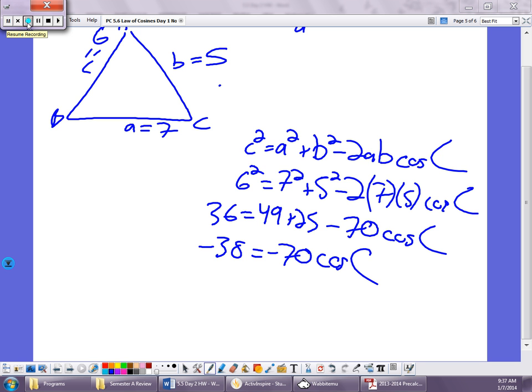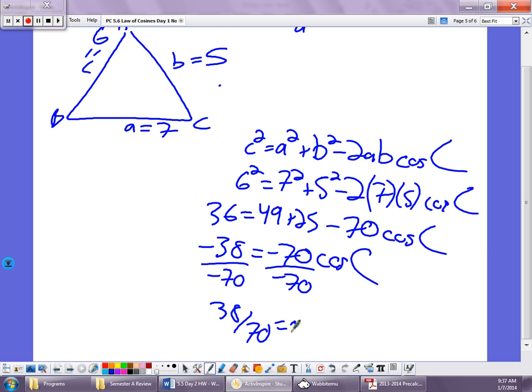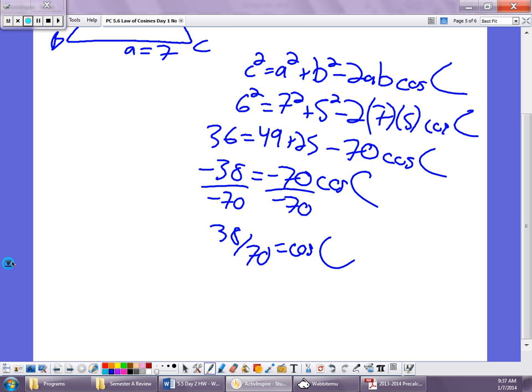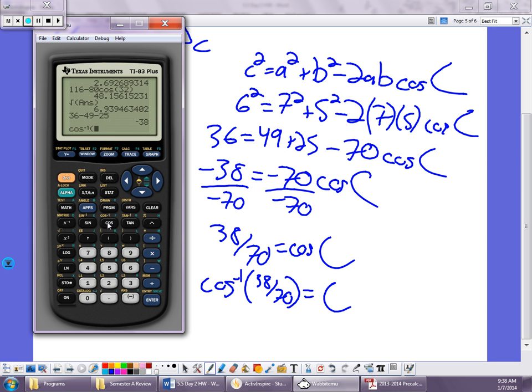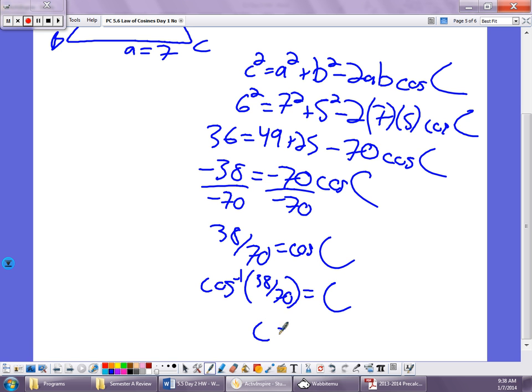Again, just to isolate cosine C, I divide by negative 70. So negative over negative is positive. So 38 over 70 equals cosine C. All right, so the last step would be to do inverse cosine. So cosine to the negative 1 of 38 over 70 equals C. So just plug that in, inverse cosine of 38 over 70, and you get 57.1.